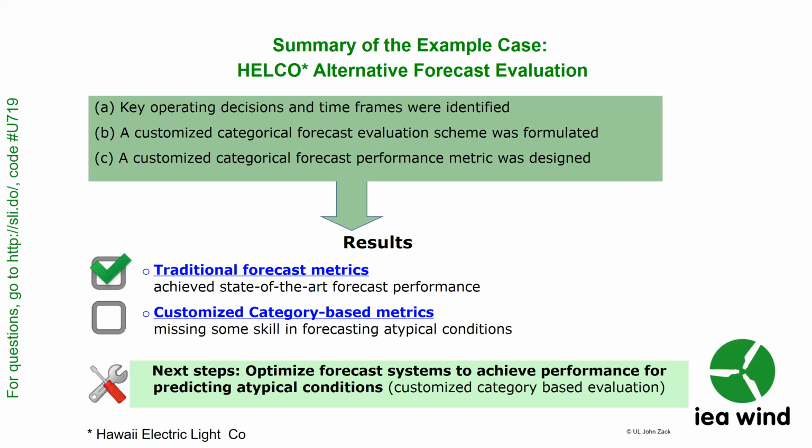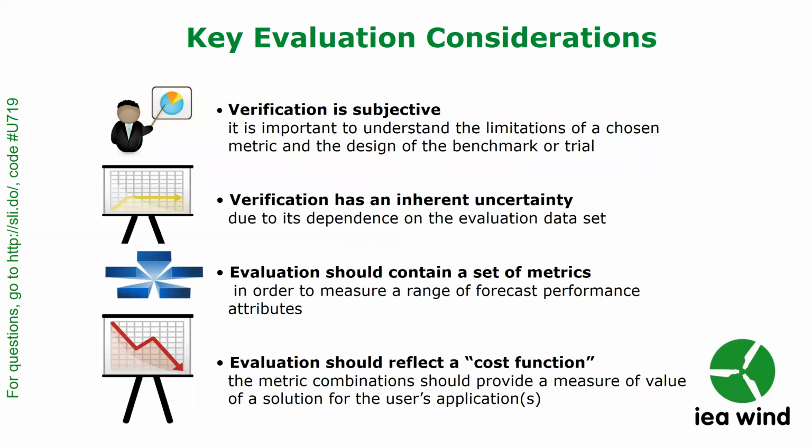This is because the forecast system was designed to minimize the MAE, the average error. So by repositioning the optimization process, we can get a forecast that is more relevant to the user. So let's move on to the next slide.